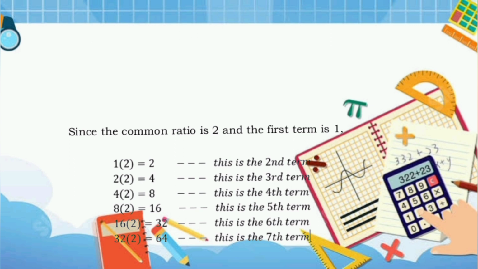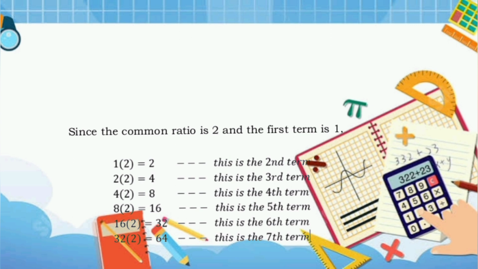Since the common ratio is 2 and the first term is 1, therefore, 1 times 2 is equal to 2. This is the second term. 2 times 2 is equal to 4. This is the third term. 4 times 2 equals 8. This is the fourth term. 8 times 2 is equal to 16. This is the fifth term.